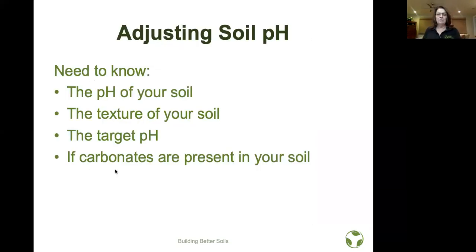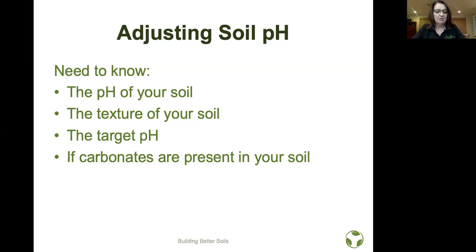So when we talk about adjusting the pH of your soil, the first thing you need to know is the pH of the soil. You also need to know the texture of your soil, and you have to have an idea of what you want your target pH to be. And you should also know if carbonates are present, and that was that little test we just did with the vinegar. So we're going to talk about the texture first, because we mentioned that before.